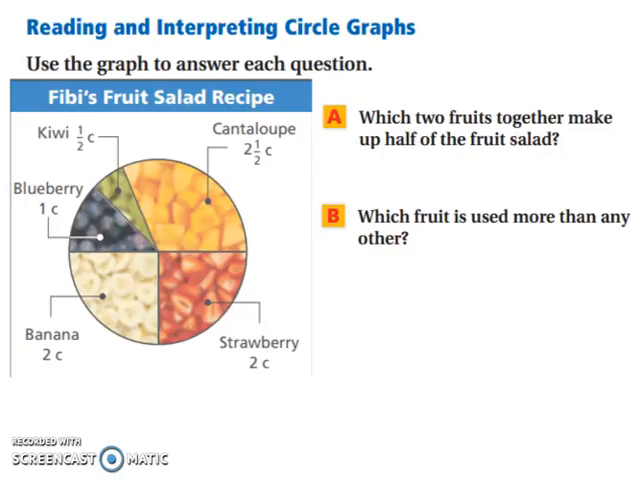So now let's practice reading and interpreting circle graphs. In a circle graph, we don't have an x and y axis to label because it's a circle, but it still has a title, and then each of its wedges are labeled. So, if we look at our questions, which two fruits together make up half of the fruit salad? Well, the two fruits together that make up half of it would be bananas and strawberries.